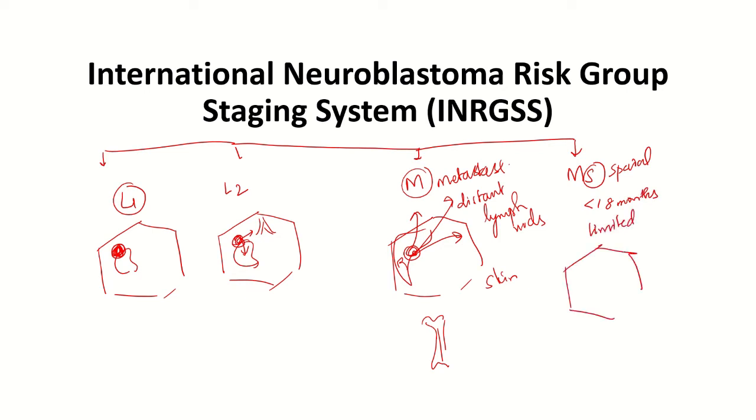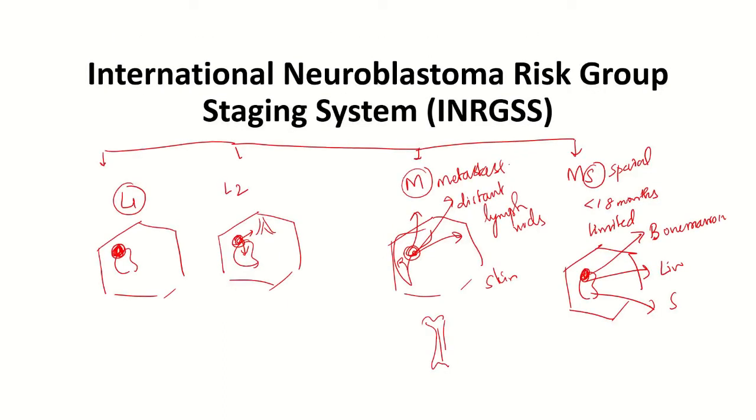The tumor is also limited. There is no locoregional spread, but however, there is limited distant metastasis to 3 organs, that is BLS. Mnemonic is basic life support. B is for bone marrow. L is for liver. S is for skin.